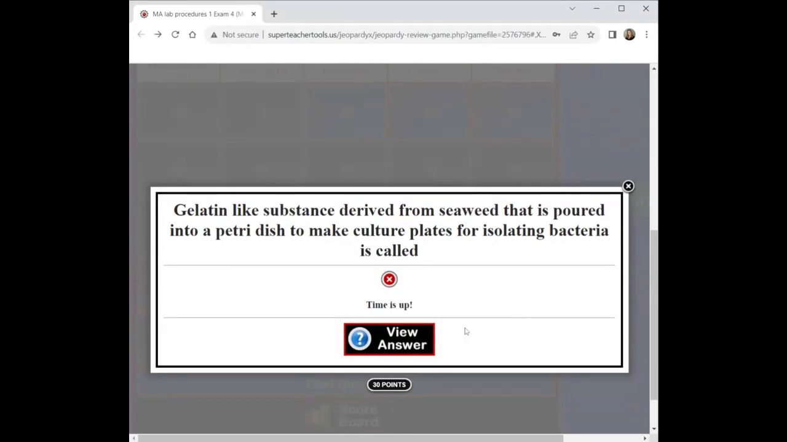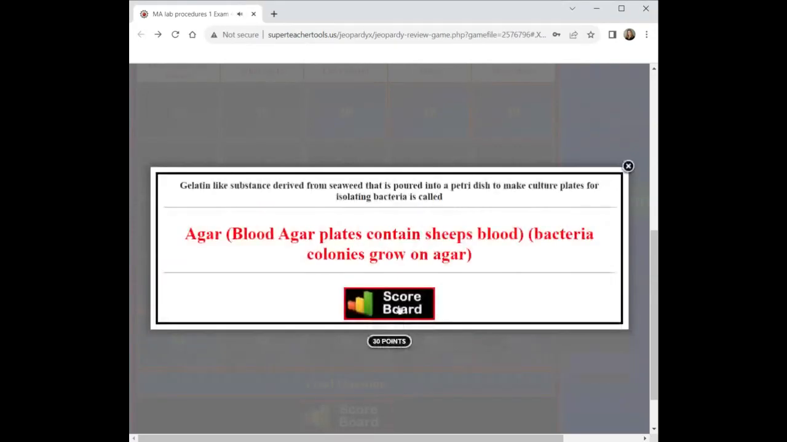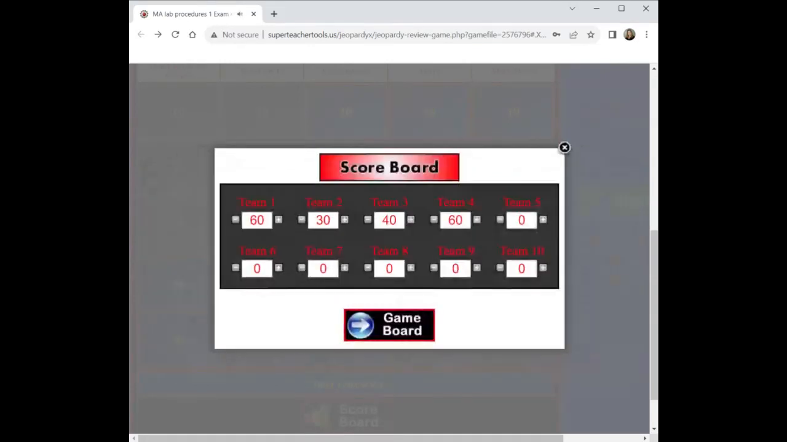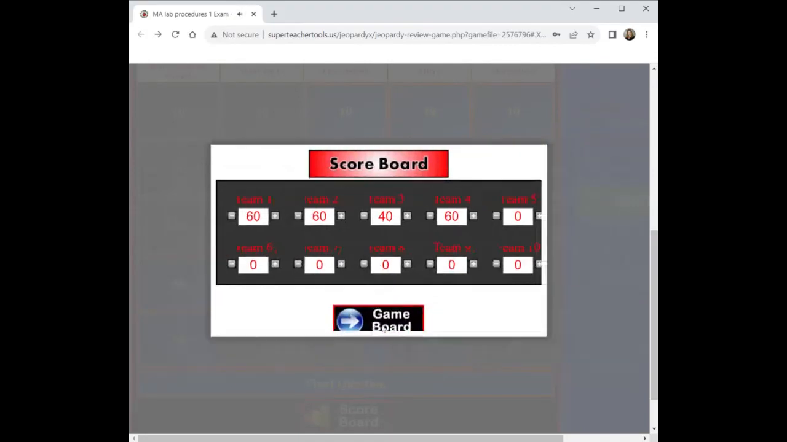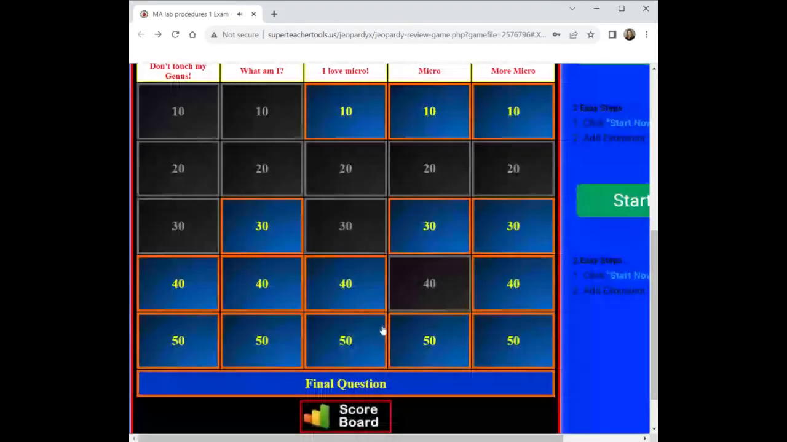Is it the agar plate? That is correct. Yep. And blood agar contains sheep's blood, and bacteria colonies are what grow in the agar. Sometimes I add that extra information in the answer. It's there for a reason, just so you guys are aware.